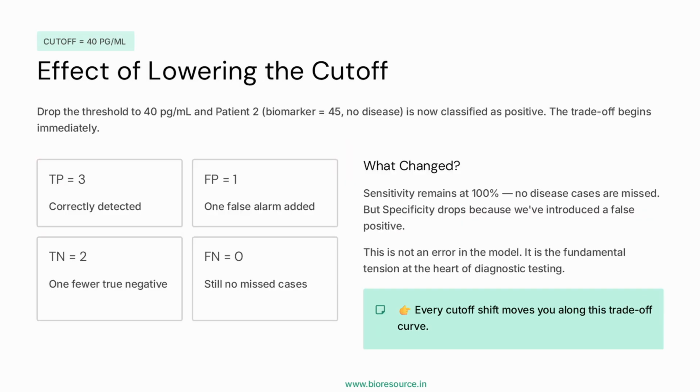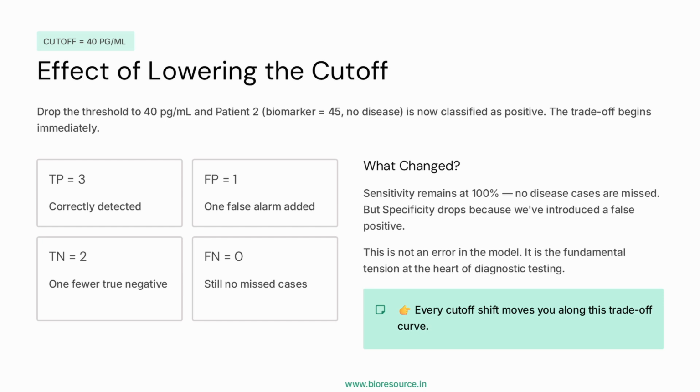Now, observe how these metrics change with threshold variation. At a threshold of 40 picograms per ml, true positives remain 3, false positives become 1, true negatives become 2, and false negatives are 0. Sensitivity remains 100%, but specificity decreases. Specificity is now reduced to 67% from 100%. Lowering the threshold increases false positives.